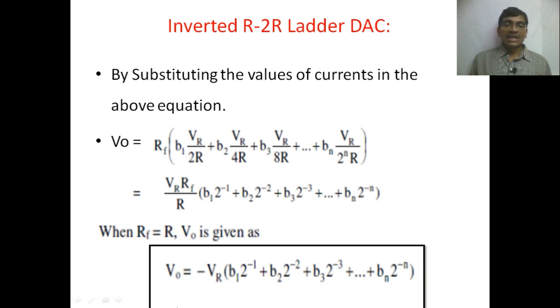This is looking like our standard DAC output voltage equation. V0 is equal to minus VR into this one. This is the standard DAC equation. This is the output voltage of our inverted R2R ladder DAC, so that we can say by comparing this equation with the standard DAC equation, this R2R ladder DAC is working like a digital to analog converter.